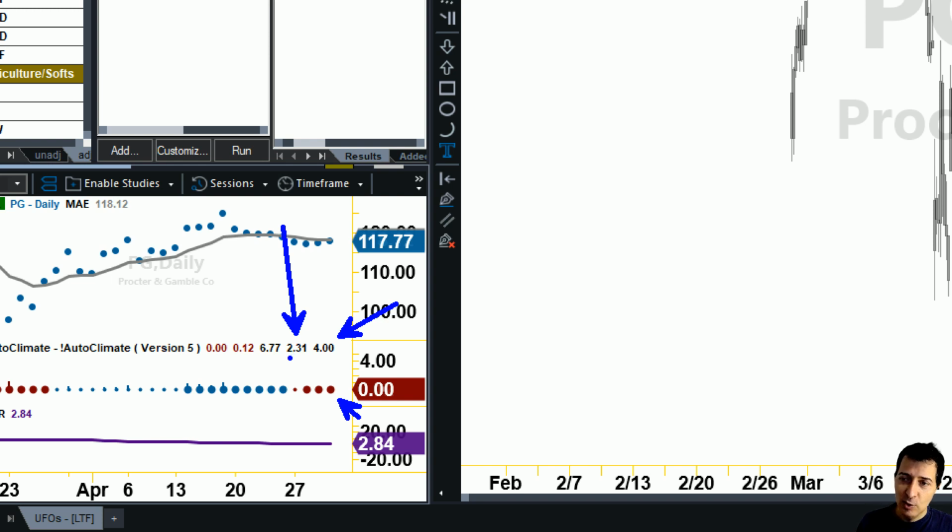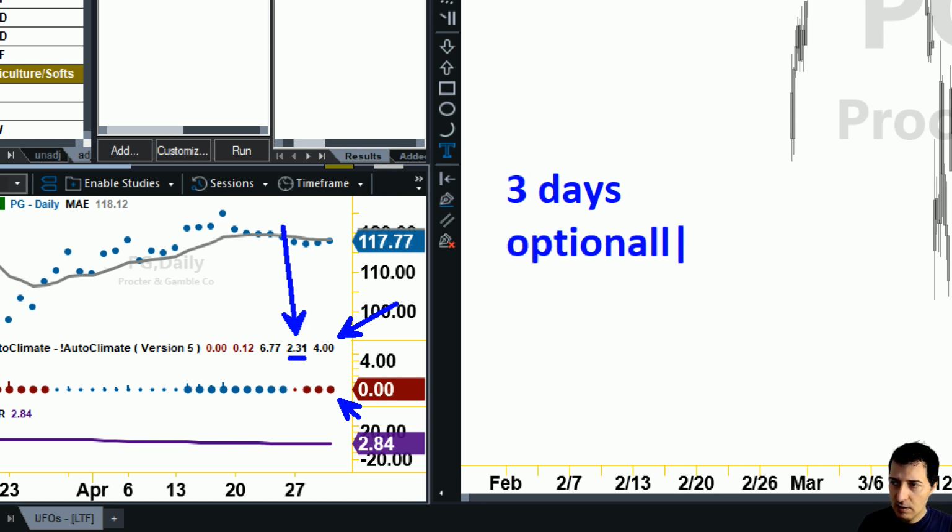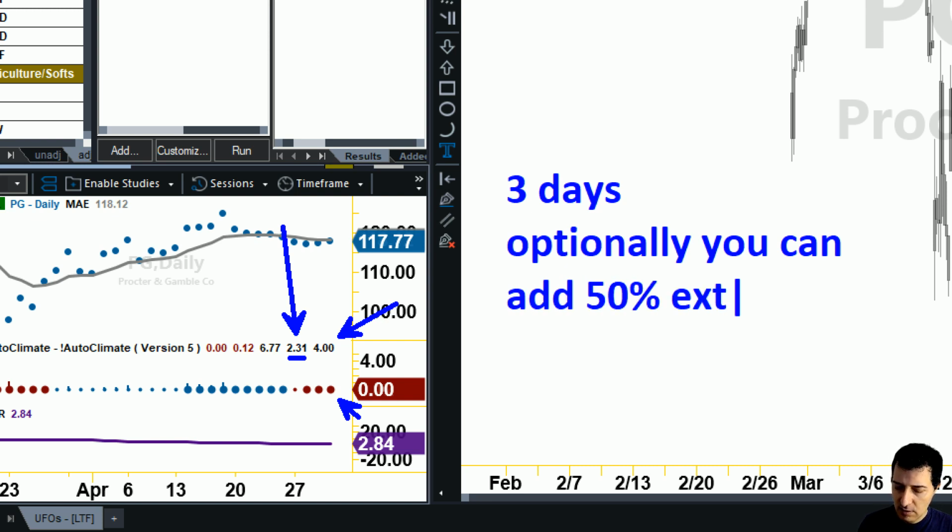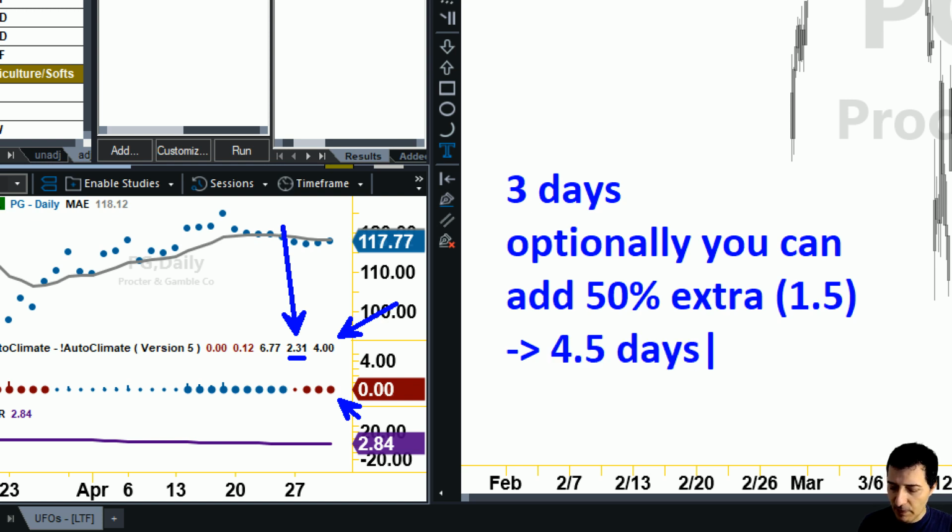The rule we have as well is that we take this number, which is 3, because we round up to 3. So 3 days in this case. And optionally, you can add 50% extra, which is 1.5. So in other words, if you were to expect this climate to propagate for 4.5 days, it would not be a crazy thing. But after 3 days, you will want to take this trade with half of the position size.